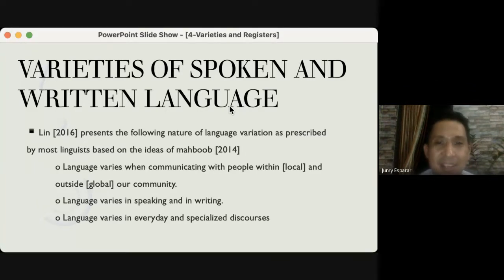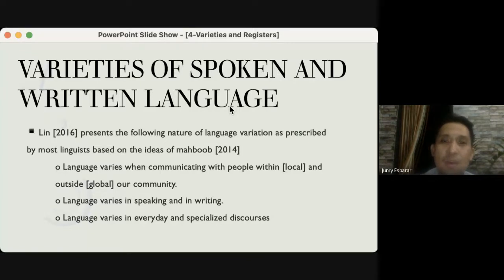Of course, definitely. Our country is diverse, and that diversity manifests in the kind of languages we are using. Even if we are just in the Philippines, we have more than 100 languages, right? And also dialects. Language varies in speaking and writing, definitely. There are some words that we use in speaking that we do not use in writing. So that is why we cannot put in writing all words that we use in speaking.